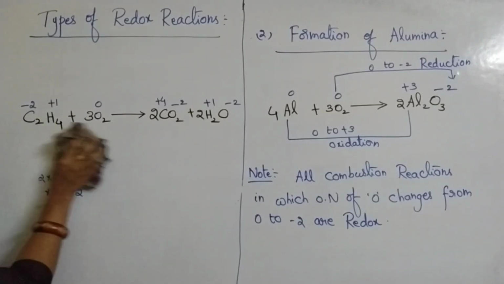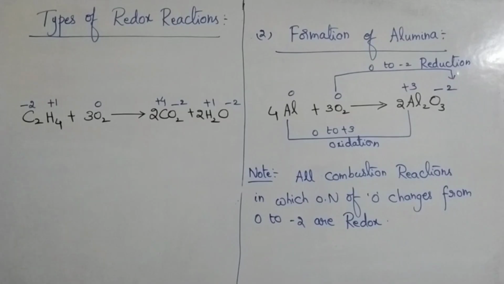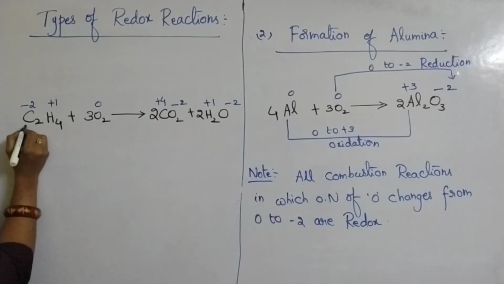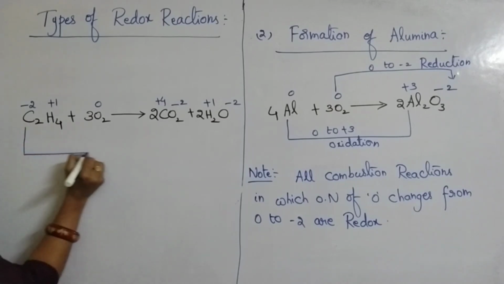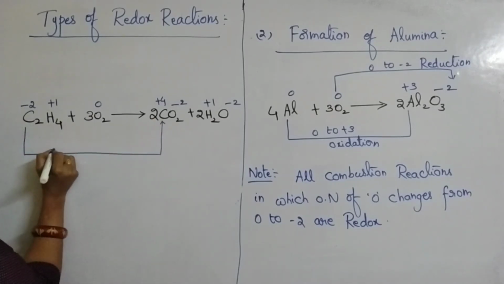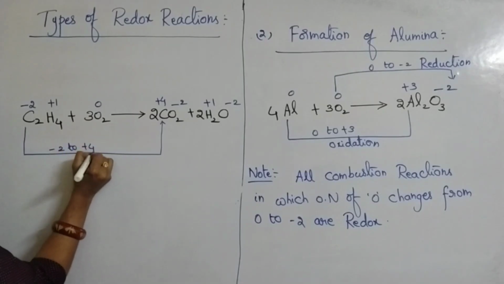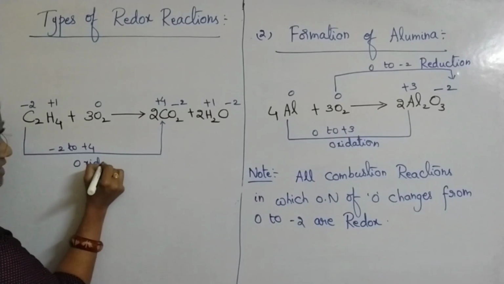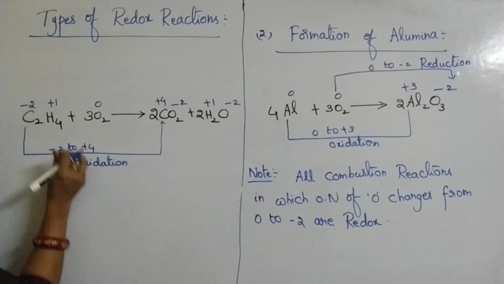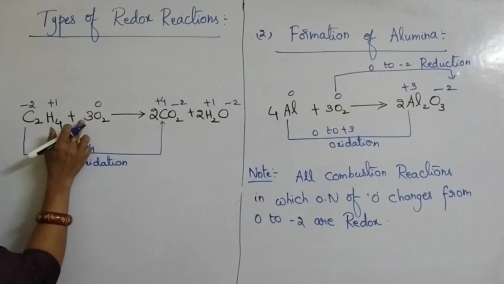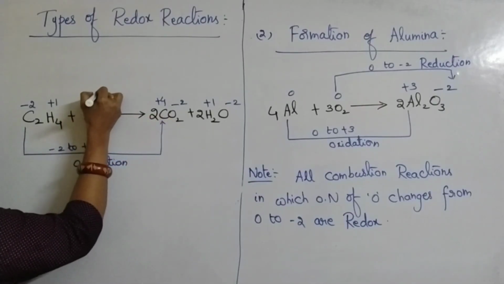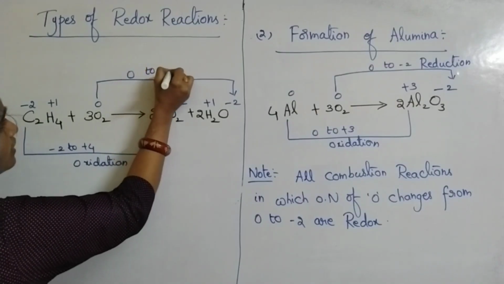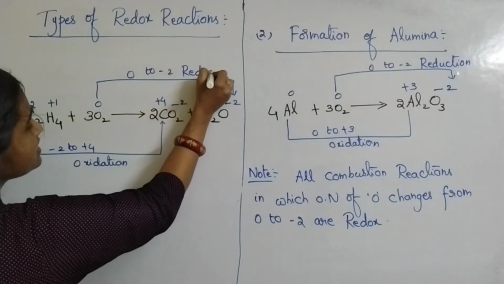Now let us check the change in oxidation number. First let us check whether it is redox or not. Here carbon's oxidation number is changed from minus 2 to plus 4. Minus 2 to plus 4 means what? An increase in oxidation number is there, so it is oxidation. Now verify the oxidation number of oxygen from reactant side to product side. Oxygen's oxidation number has been reduced from 0 to minus 2, so it is reduction. That's why it is a redox reaction.